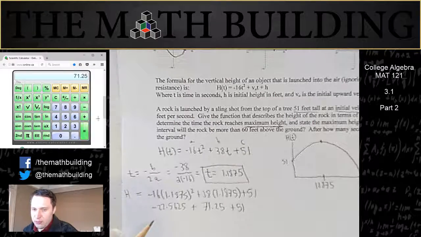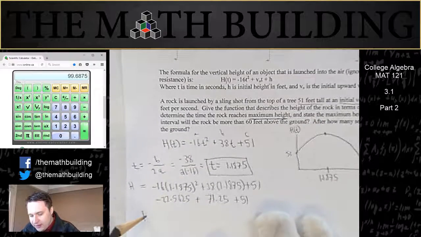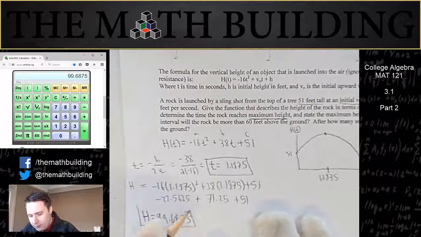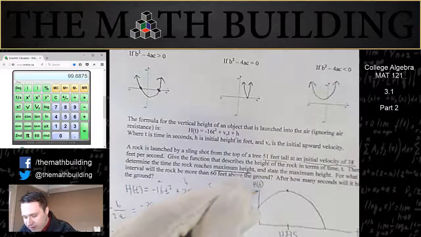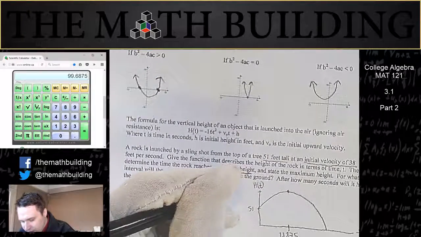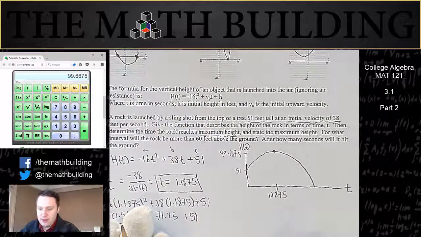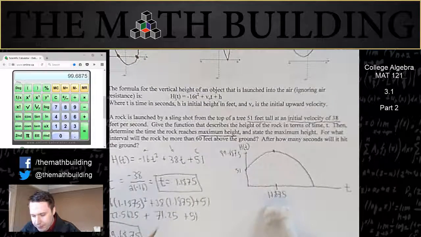So let's add these three numbers together. Let's add 51, and then we'll subtract 22.5625. And so the maximum height is going to equal 99.6875. And so that's that height value right here. It's going to be 99.6875. That's the height when we hit that maximum time.